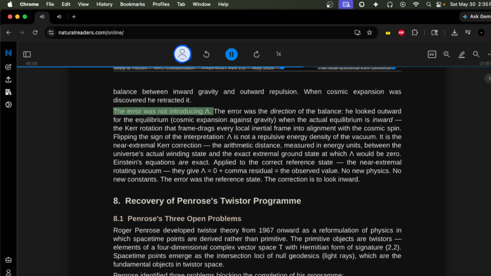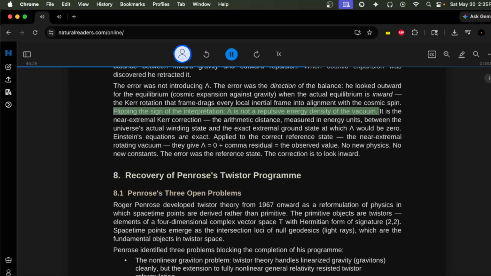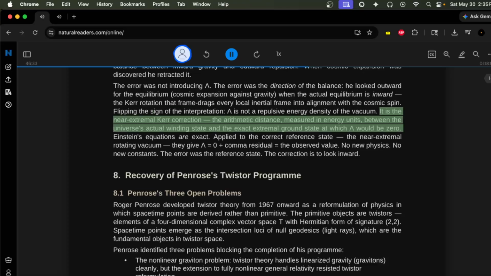The error was not introducing lambda. The error was the direction of the balance. He looked outward for the equilibrium when the actual equilibrium is inward, the Kerr rotation that frame drags every local inertial frame into alignment with the cosmic spin. Flipping the sign of the interpretation, lambda is not a repulsive energy density of the vacuum. It is the near-extremal Kerr correction, the arithmetic distance, measured in energy units, between the universe's actual winding state and the exact extremal ground state at which lambda would be 0.